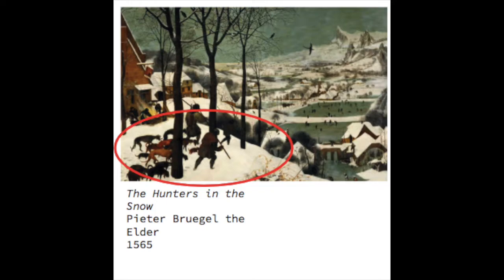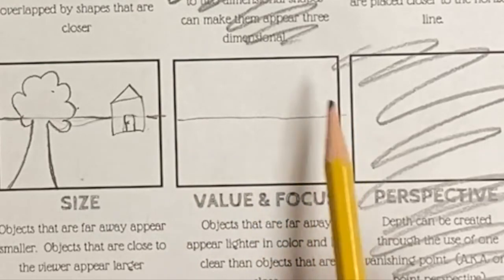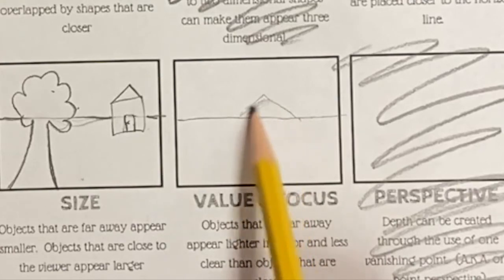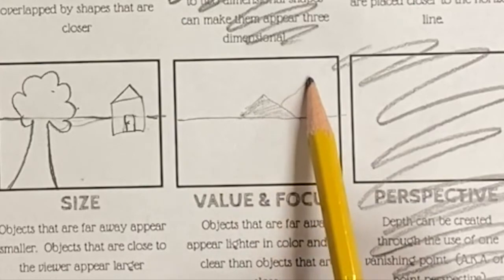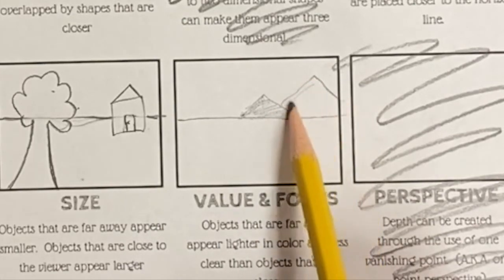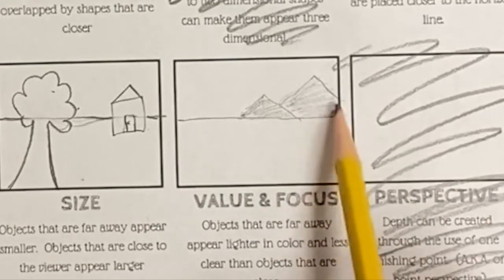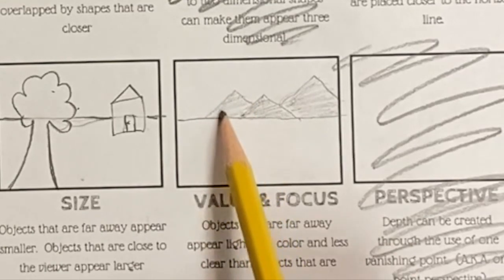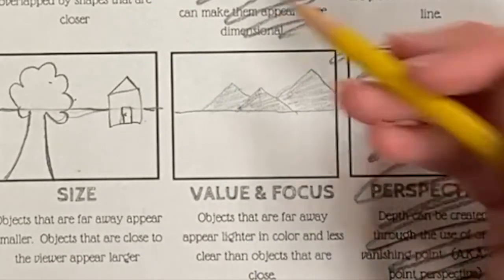On the value and focus square on our worksheet, we are going to again draw a horizon line, and I'm going to draw some mountains just like Peter Bruegel. And I'm going to shade them in very lightly. Remember when we did our value scale and how we barely put pressure on our pencil to make things look light? That's what I want you to do here. So very lightly shade in our mountains. So there we have our mountains.